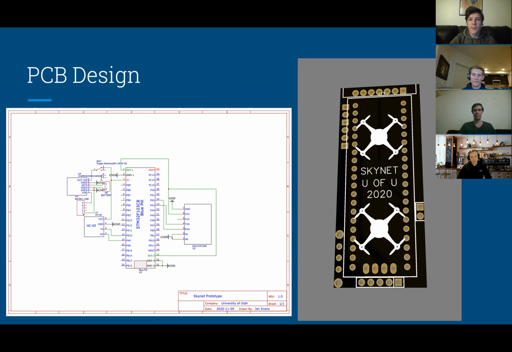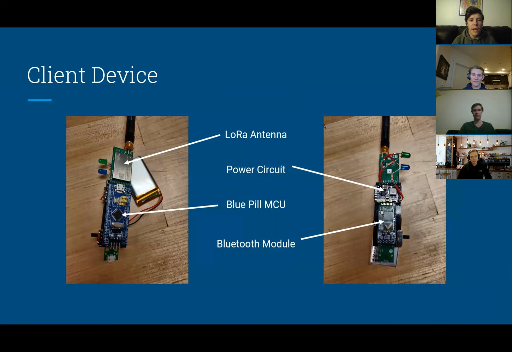And with this PCB, we were able to make a slick and compact client device. So here I pointed out the different components, and we were able to make it so compact because we stacked components on both sides of the PCB. So the LoRa antenna was attached at one end, and then on the top was the Blue Pill microcontroller, and on the underside was the Bluetooth module, as well as some components for the power circuit.